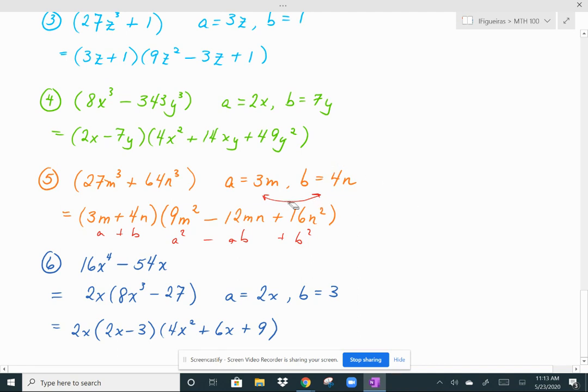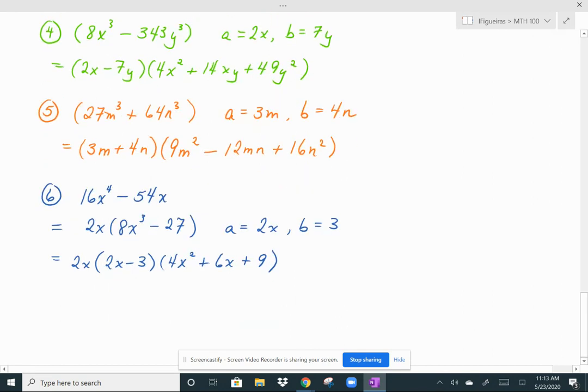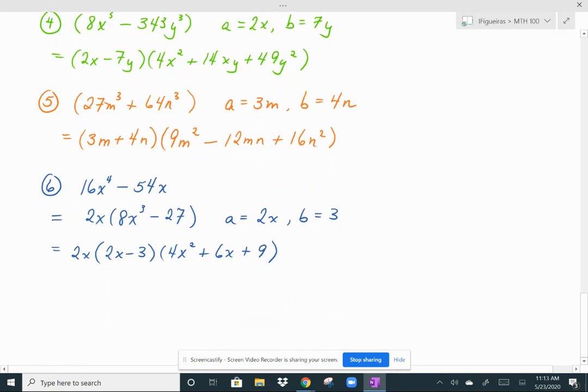All right, so here's one more that requires a little bit more work. We have 64x to the fourth minus 54x. This is definitely not the difference of perfect cubes, and it's also not the difference of perfect squares, but I do have a GCF. Here, these two terms have a GCF of 2x. And remember, you should always look to see if your polynomials have a GCF, and that always gets factored out first. So we take out the 2x, and that leaves us with 8x cubed minus 27.